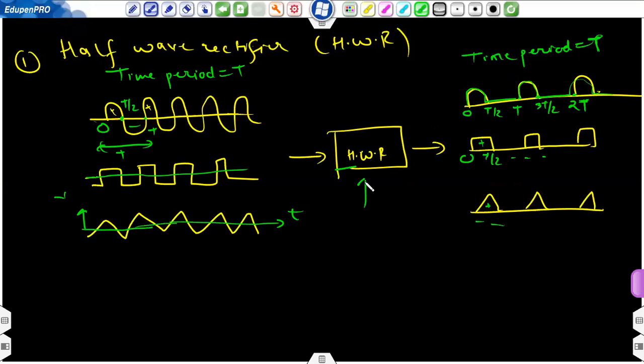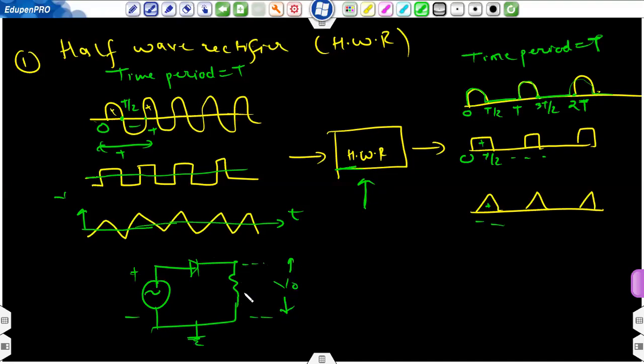Now, how to design this circuit? It is very simple. You just need one diode and one resistance. That is all that is required to design a half wave rectifier. So this is your AC voltage source, with relative plus here and minus here. You need one diode, connect it to a resistance, and you can connect the negative part to ground and measure the voltage across this resistance. You can connect two probes here to measure the voltage. So V0 will be equal to VR. Okay, this is the simple schematic of the half wave rectifier.